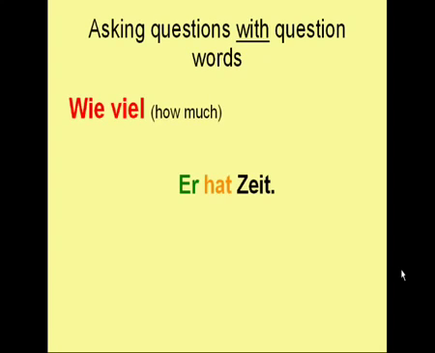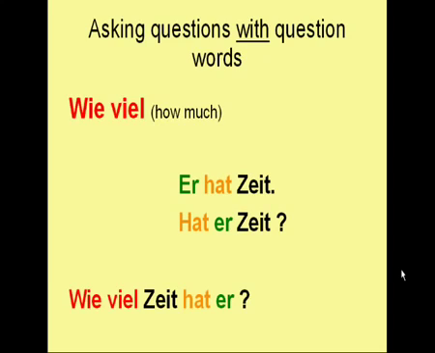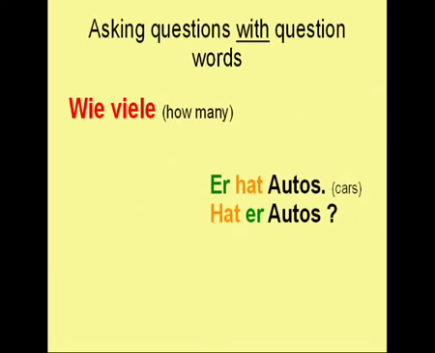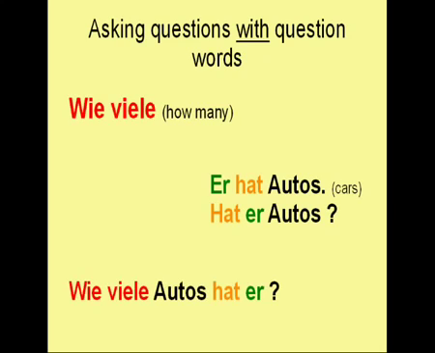Er hat Zeit, he has time. Hat er Zeit, does he have time? Wie viel Zeit hat er? How much time does he have? Then we have the words wie viele, how many. Er hat Autos, he has cars. Hat er Autos, does he have cars? Wie viele Autos hat er? How many cars does he have?